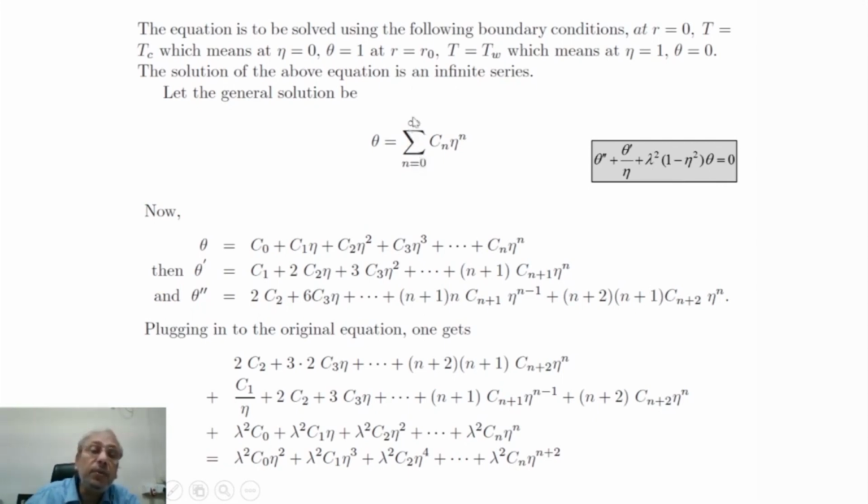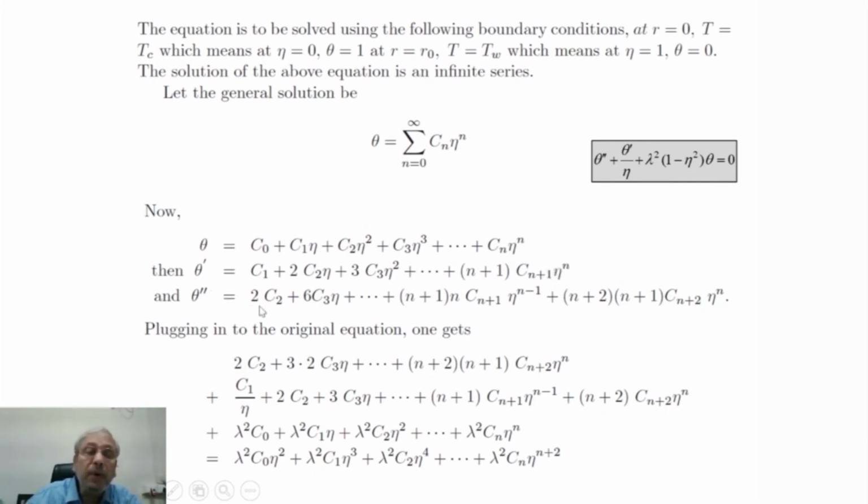n varies from 0 to infinity. So we can write theta as C0 plus C1 eta plus C2 eta square plus C3 eta cube up to Cn eta to the power n. Then the first derivative theta prime we can write as C1 plus twice C2 eta plus thrice C3 eta square. This way we can write n plus 1 Cn plus 1 into eta to the power n.